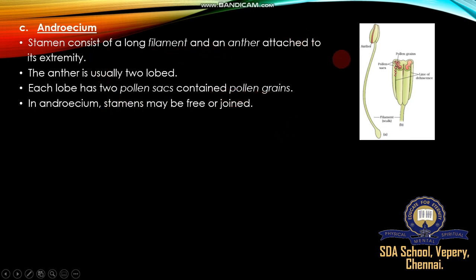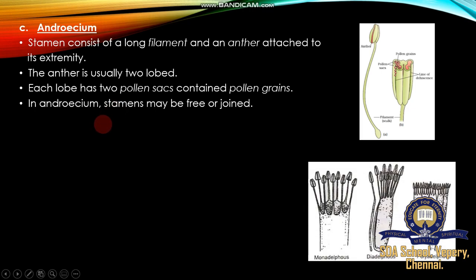Stamens consist of filaments and anther, usually two-lobed but with 4 microsporangia. The two-lobed anther has microsporangia containing pollen grains in pollen sacs. Each lobe has two pollen sacs containing pollen grains. Androecium stamens may be free or joined. With the help of this joining, they are divided into monoadelphous, diadelphous and polyadelphous.